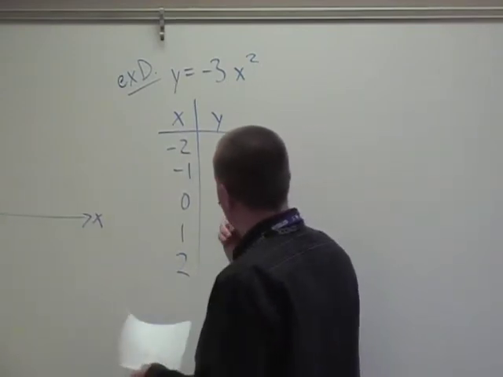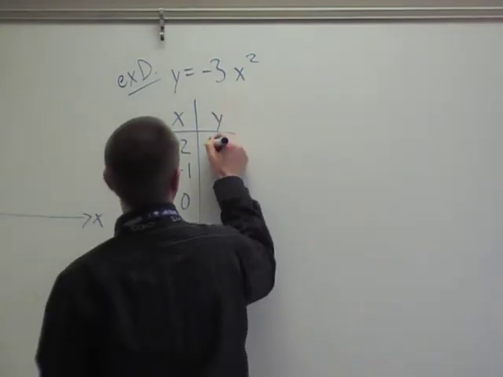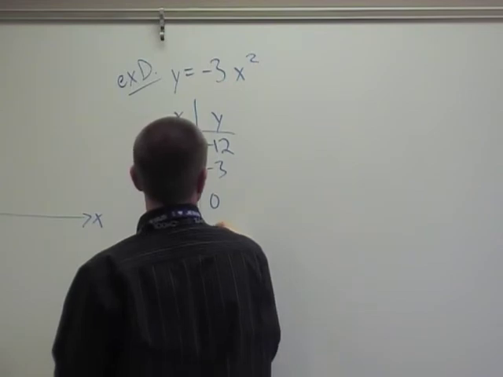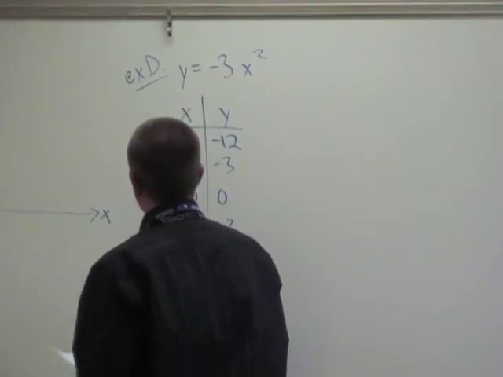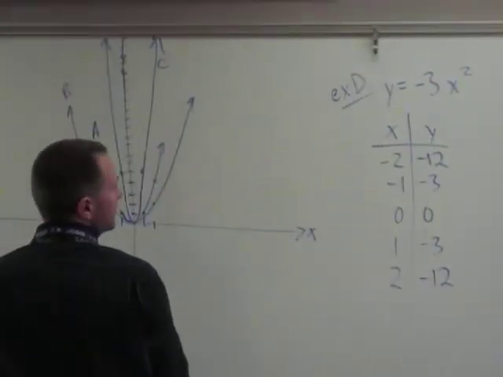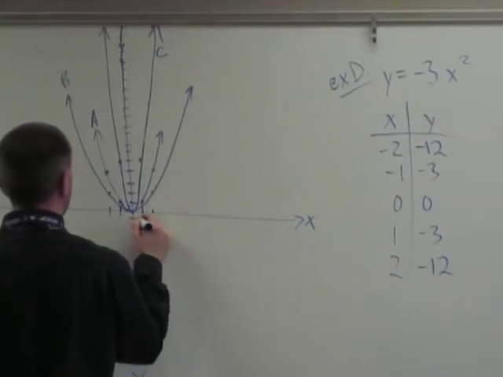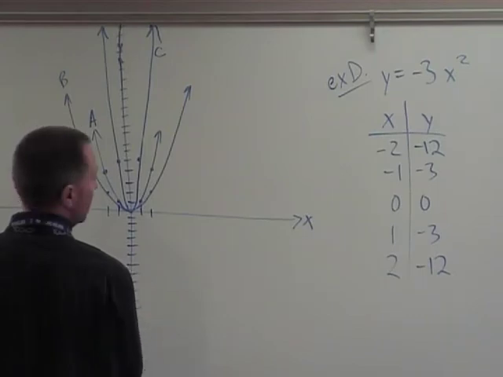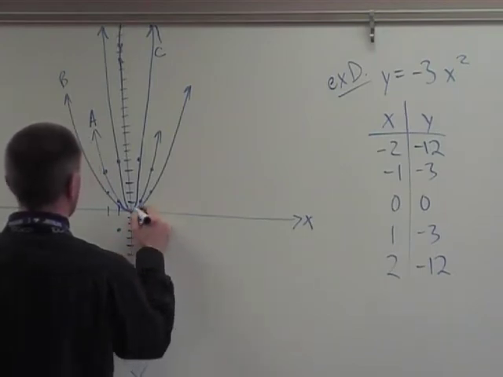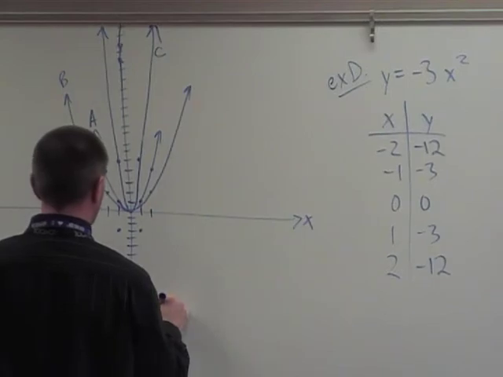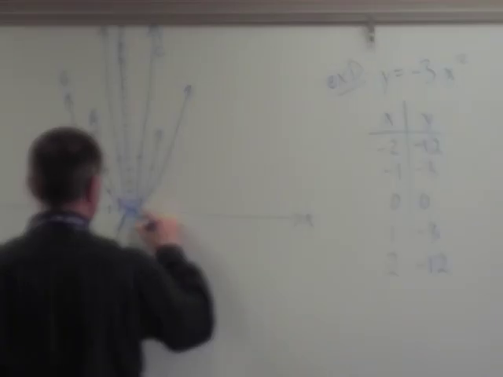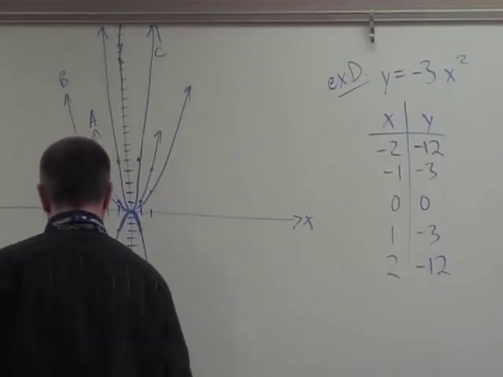That's fine. Alright, so that's 4, that's -12, 1, -3, 0, -3, and -12. Everybody get negatives? So at -2, we're down to -12. And -1, 3, 0, 0, 1, 3, and 2, -12. Again, make sure you're curved at your vertex. That is key.